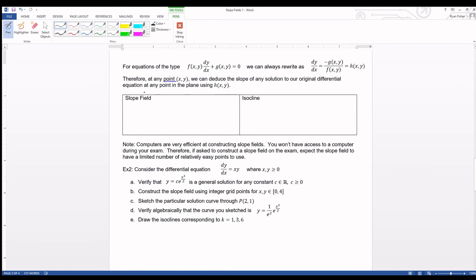So specifically, the definition of a slope field is the set of all tangents at all points x, y of a given differential equation.